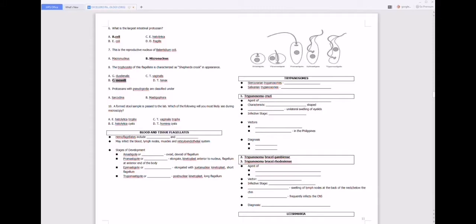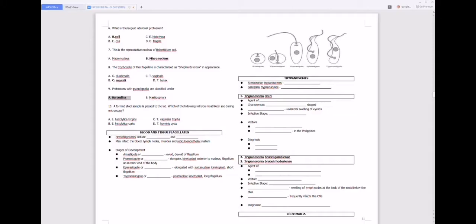Next, number 9. These are protozoans with pseudopodia. So these are classified under A. Sarcodina or B. Mastigophora. Answer is letter A, Sarcodina. Kasi diba Sarcodina, amoeba, pseudopodia. While Mastigophora, flagellates. So with flagella.